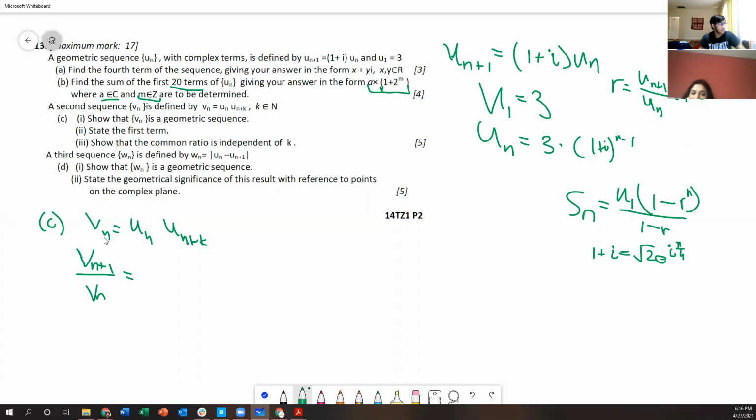So if I do v of n plus 1 over v of n, what's that going to be? That'll be u of n plus 1 times u of n plus 1 plus k over u of n times u of n plus k, right? Make sense? Okay. Now, u of n plus 1, they gave us already, it was 1 plus i times u sub n. And if I just plug in, this is n plus 1 plus k.